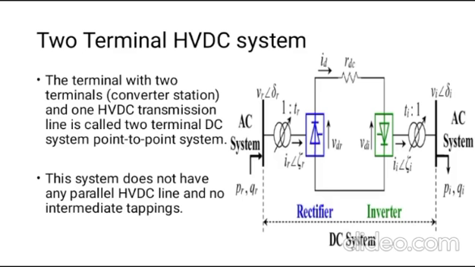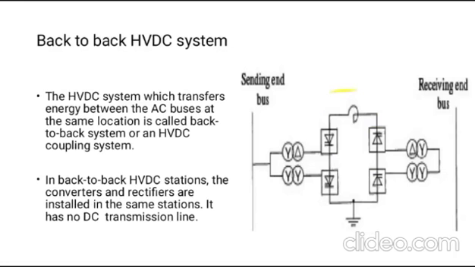And two terminal HVDC system. A system with two terminals and one HVDC transmission line is called a two terminal HVDC system, or it is also called a point to point system. Here we can see a rectifier station, as well as an inverter station. In between there is a transmission line.